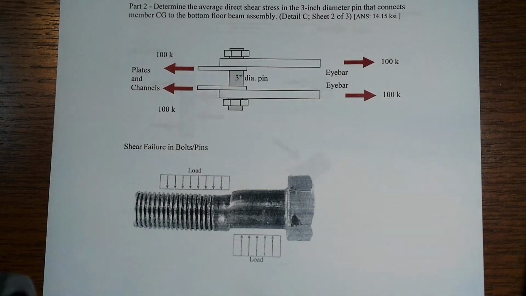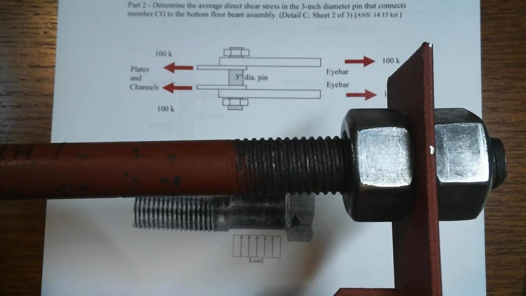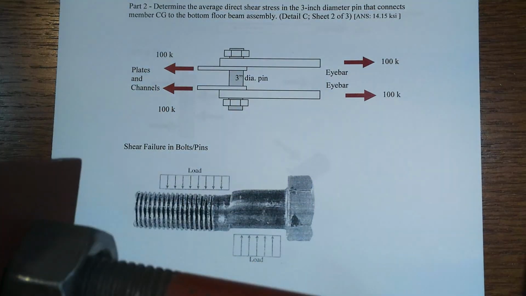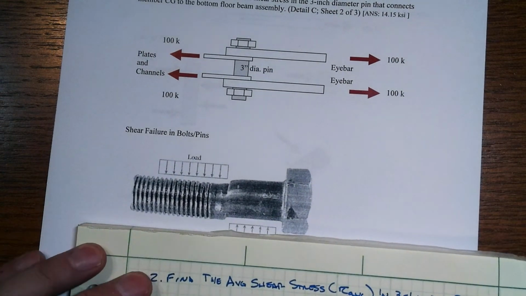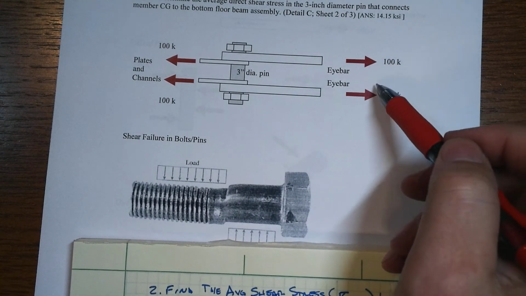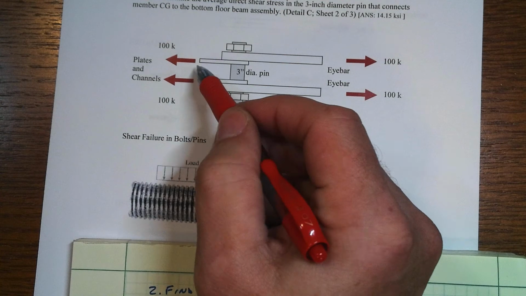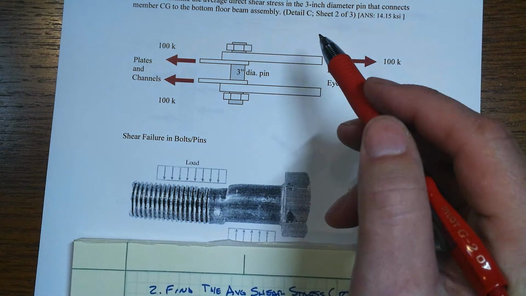What I've got is this pin that is connected to these little pieces that represent the floor beam assembly. What you don't see is the I-bars themselves in that particular image. All right, so we're going to calculate the average direct shear stress, and the flow of the loads through this system is as follows. Here's the I-bar that's responding with a total of 200 kips, 100 in each one, and here are these two plates that are part of the floor beam assembly that are pulling the other direction. And it's this 3-inch diameter pin that connects all of those together.